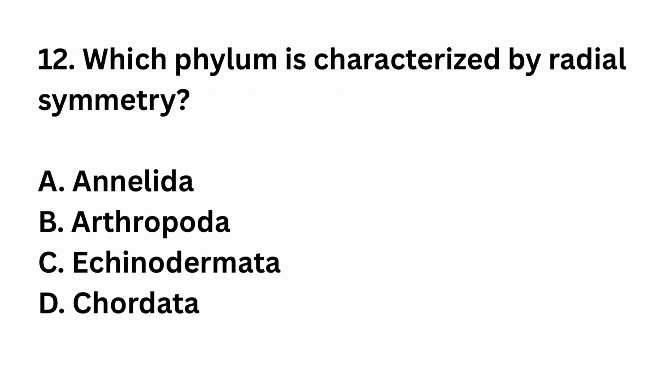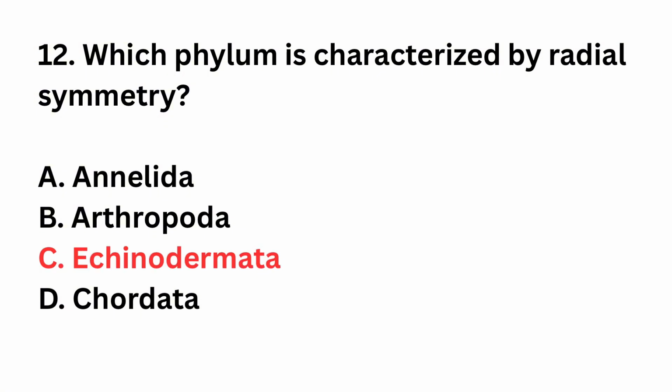Question number 12. Which phylum is characterized by radial symmetry? Annelida, Arthropoda, Echinodermata, Chordata. The right answer is option C, Echinodermata. Adult echinoderms show radial symmetry.